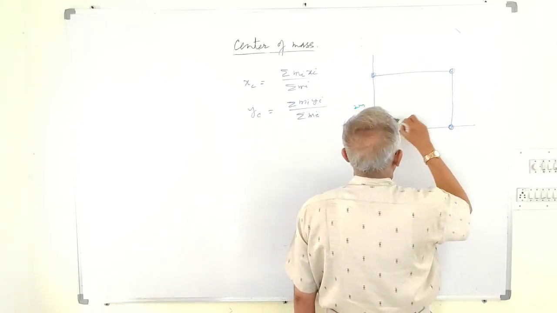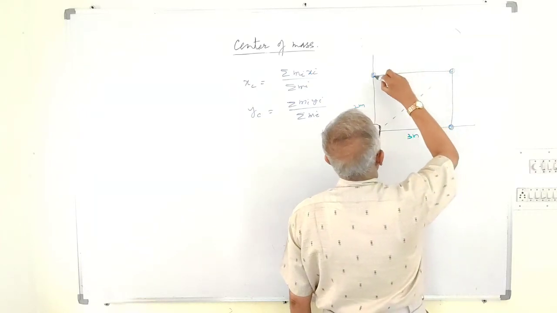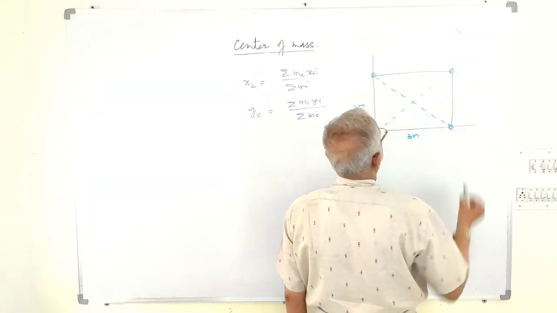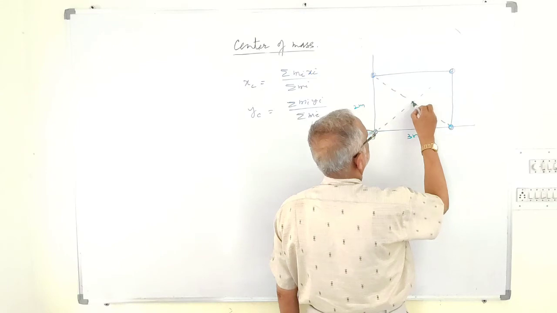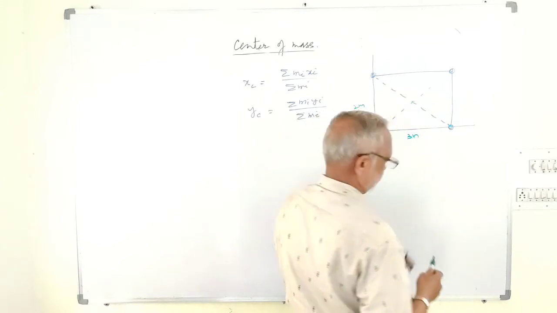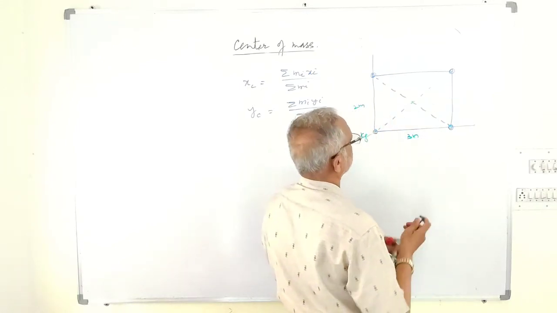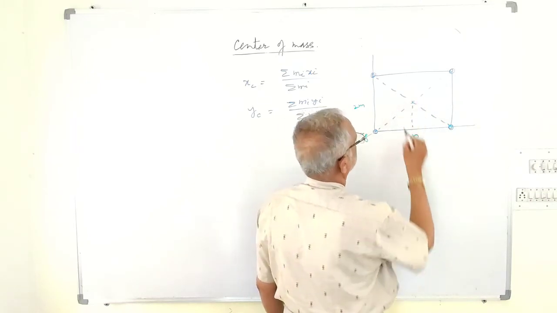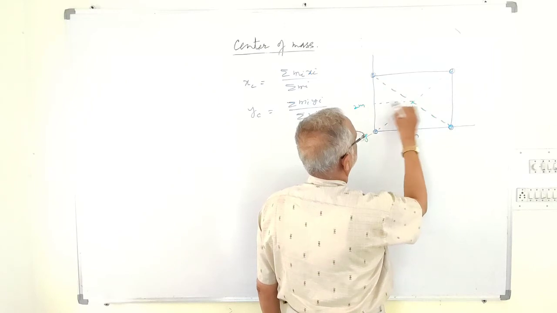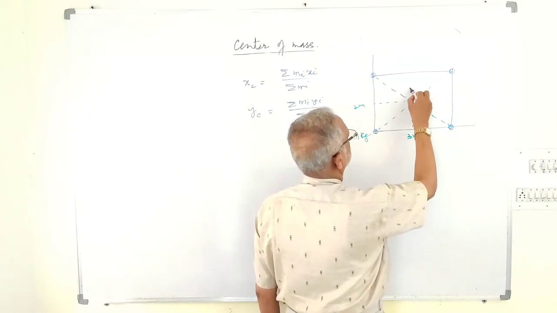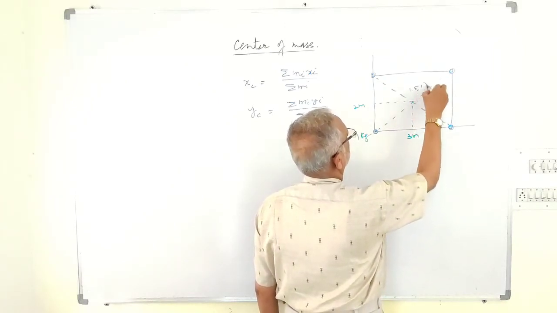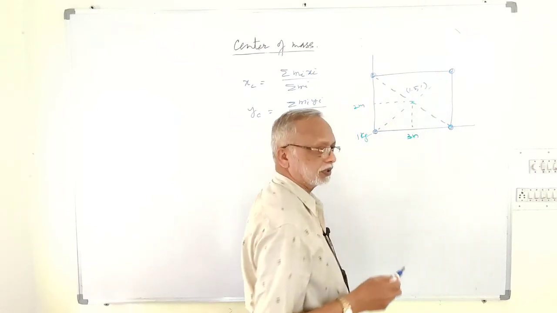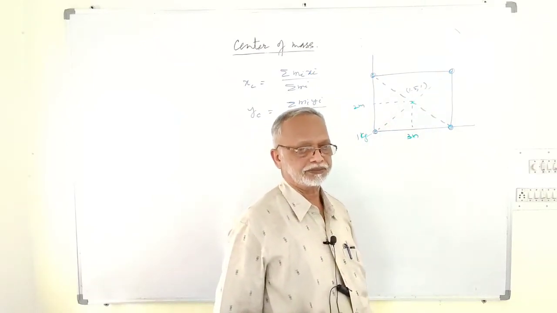Since all the bodies have got same mass, the center of mass will be at the intersection of the diagonals. So if we consider that point directly, x coordinate is 3 by 2, 1.5, y coordinate is 2 by 2, that is 1. So this is 1.5 comma 1. You will get the same answer.